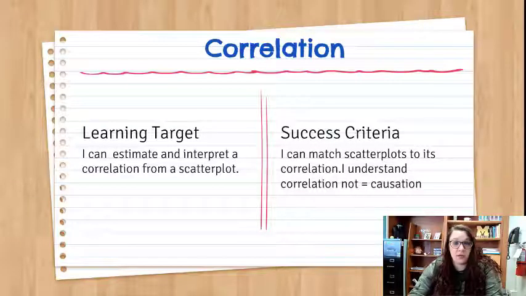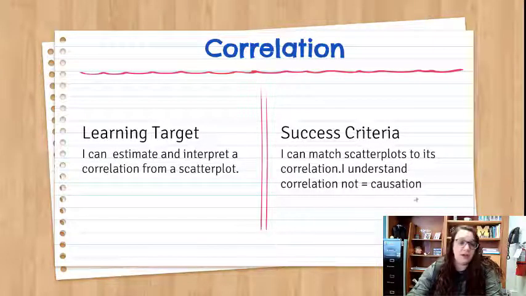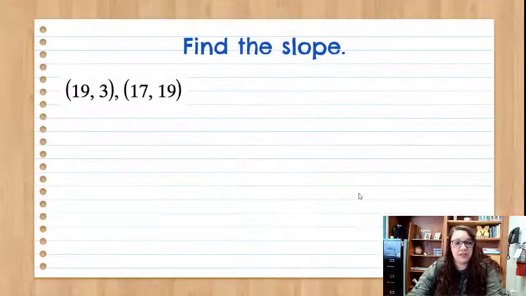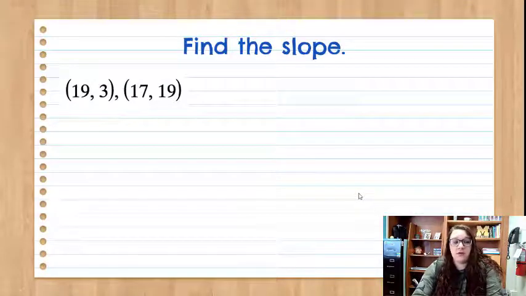Today we're going to talk about correlation and having to do with lines of best fit. Our learning target is you'll be able to estimate and interpret correlation from a scatter plot, and you'll be successful when you can match scatter plots to their correlation, and you understand that correlation does not equal causation. Let's jump in. Here is a problem that you've seen a bunch of times before, another slope problem.